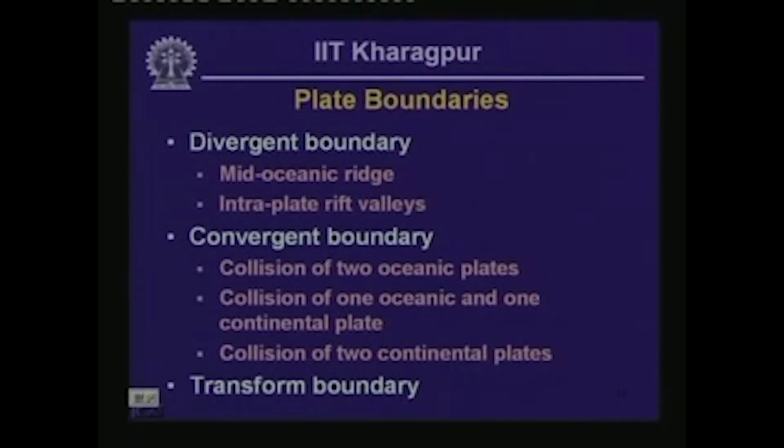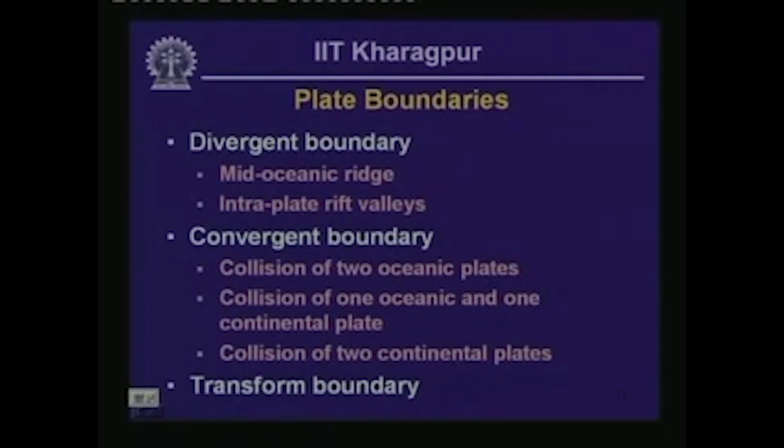Then secondly, there are convergent plate boundaries. At convergent plate boundaries, collision between two oceanic plates could take place. Collision of one oceanic and one continental plate could take place, and collision of two continental plates can take place also at convergent boundaries.